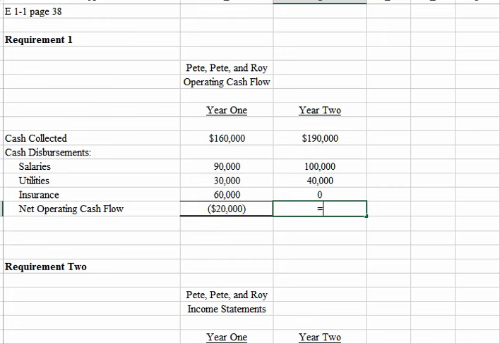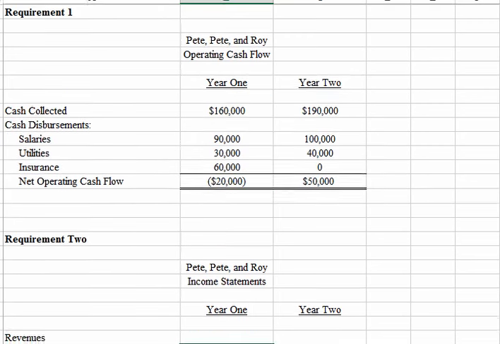Okay, and now our net operating cash flow for year 2 had a negative $20,000 in year 1. For year 2, it's going to be equal to cash collected, $190,000, minus the $100,000 paid out for salaries, and minus the $40,000 paid out for utilities. You get a $50,000 net operating cash flow, positive number in year 2, $20,000 negative number in year 1.